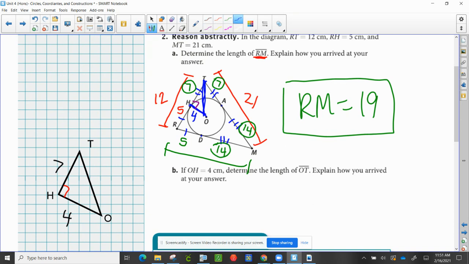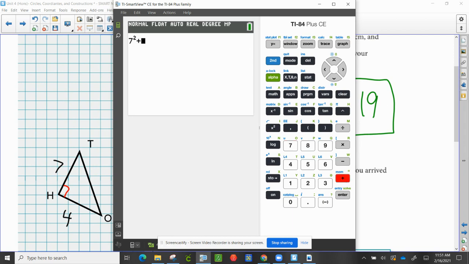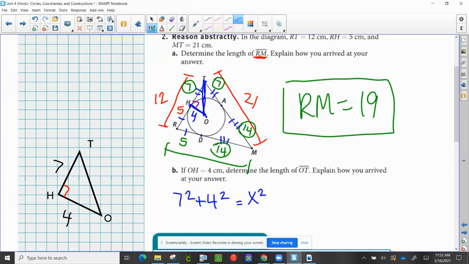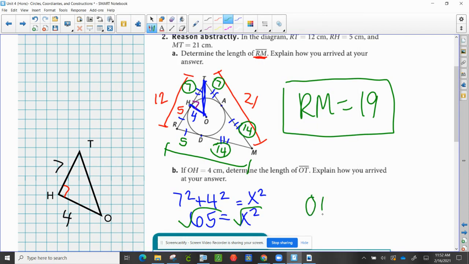Well, if we have a right triangle, we just have to do a little Pythagorean theorem here. So let's set it up. We have 7 squared plus 4 squared is equal to x squared. Let's see, 7 squared plus 4 squared. Okay, we get 65. And then to find that, we just have to square root, right? So let's just get the decimal for this right now. Square root of 65, we have 8.06. So OT is about 8.06.